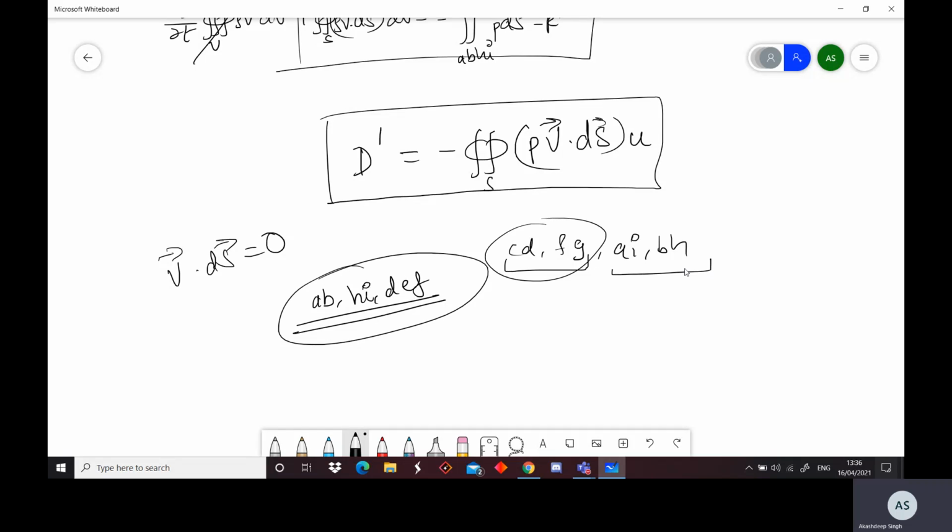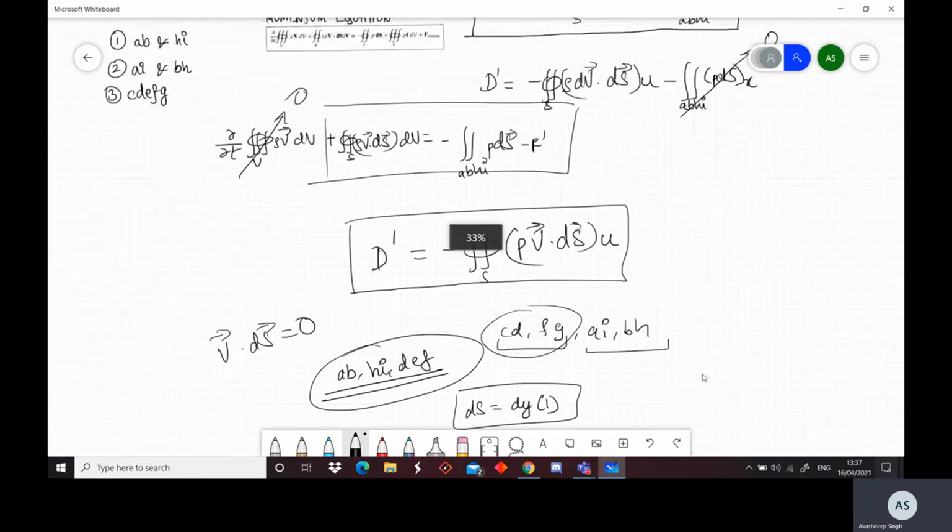So the only ones that remain are AI and BH, which have a finite value for the integral expression. Considering only these two, we should also see that ds is nothing but dy times 1, because our span is 1 again. I'm repeating again, the width is 1, dy is the perpendicular thing, so dy into 1 is our ds. Considering these two equations, and that only AI and BH are contributing, we shall simplify the expression again, which is being done here.